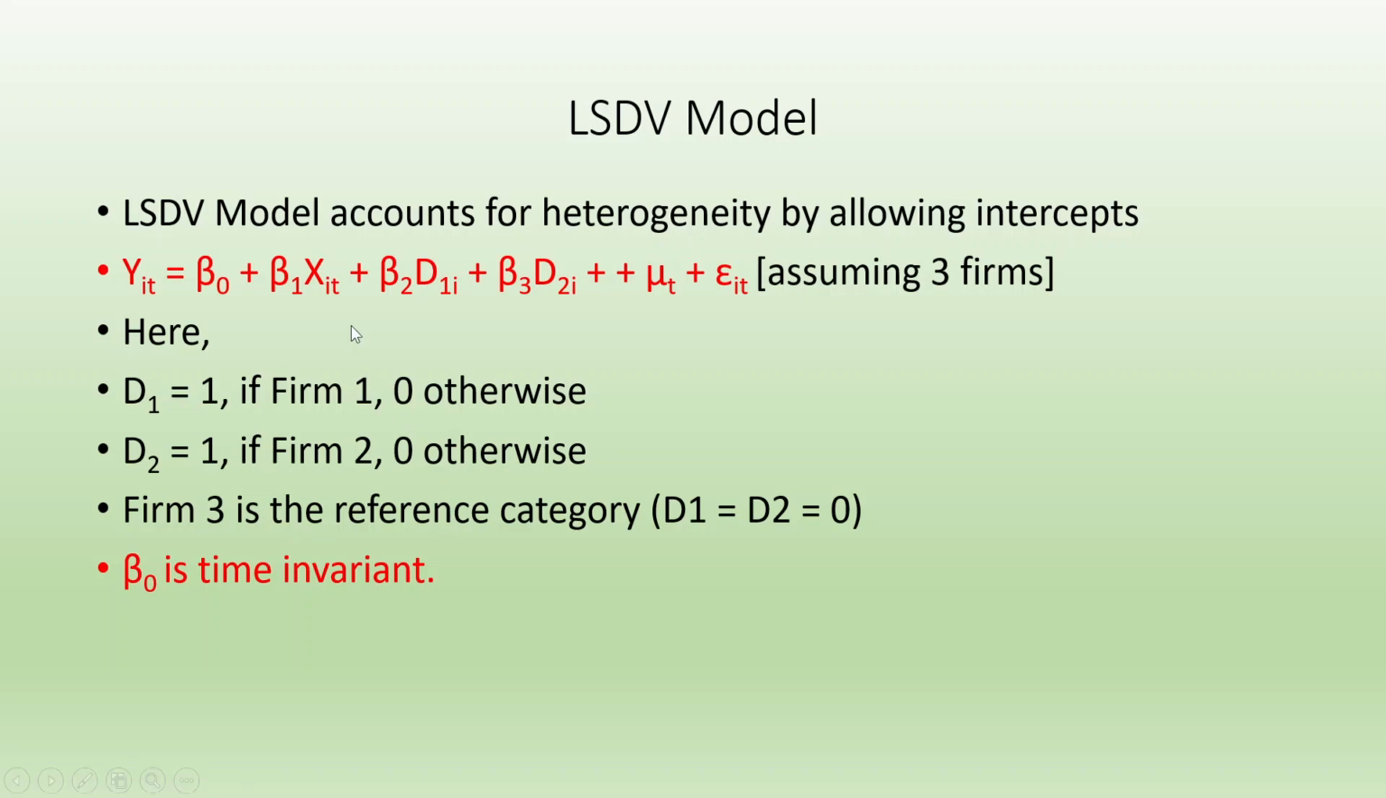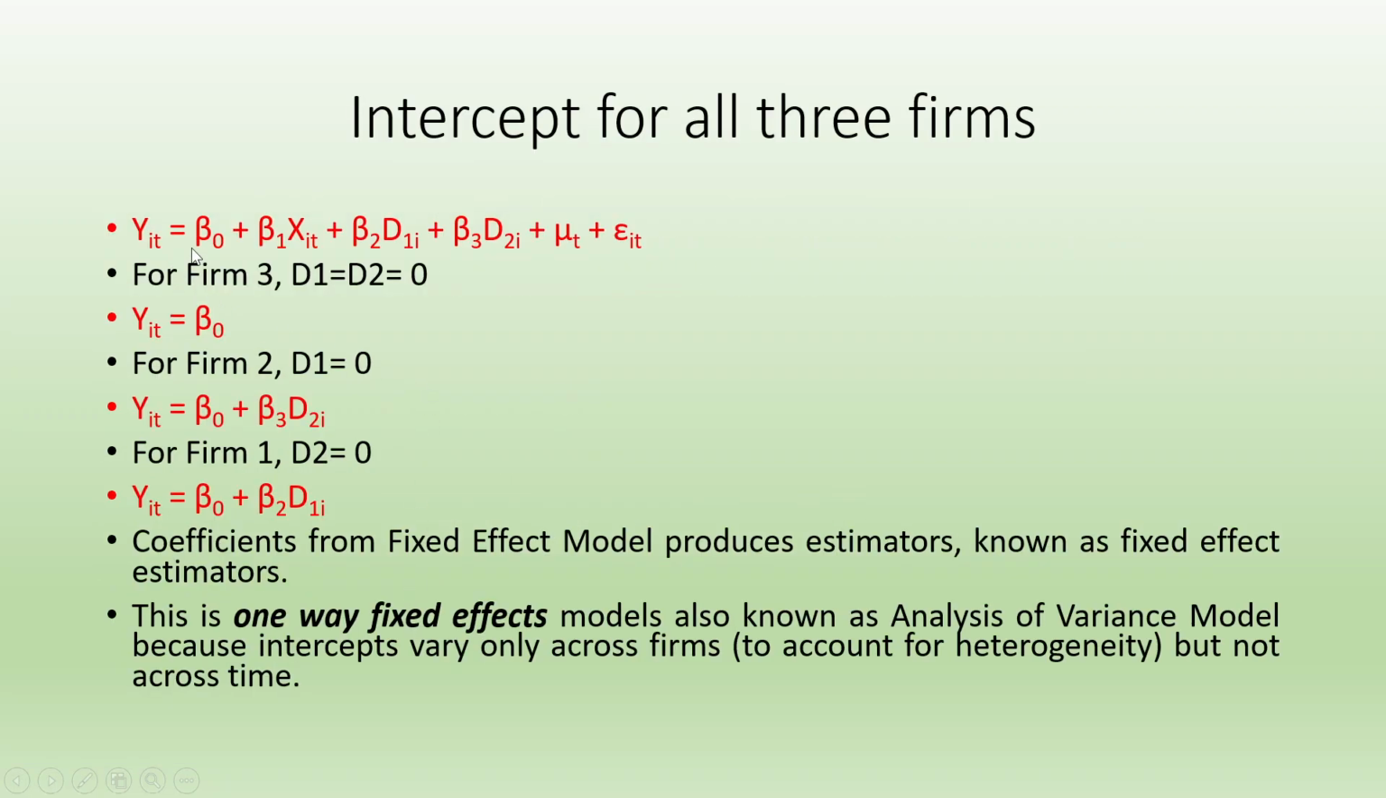Firm 3 will become the reference category. I had already discussed this. Beta 0 is time invariant. So Y_it is equal to beta 0 plus beta 1 x_it plus beta 2 D1_i plus beta 3 D2_i plus mu_t plus epsilon_it. For firm 3, D1 is equal to D2 is equal to 0, and whatever is there will be captured by the intercept. For firm 2, D1 is 0, so Y_it is equal to beta 0 plus beta 3 D2_i. For firm 1, D2 is equal to 0, so Y_it is equal to beta 0 plus beta 2 D1_i.